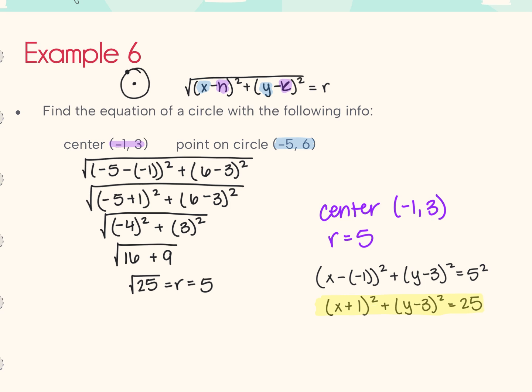So for the final equation, you wouldn't use the value of x and y? No.